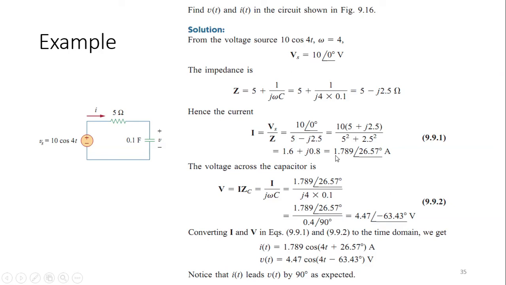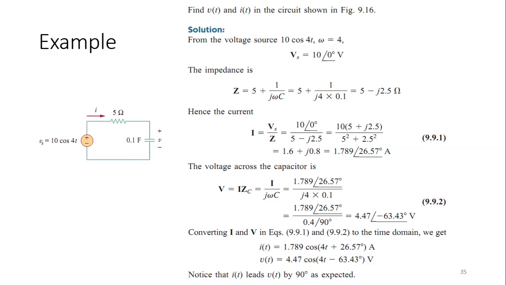So when we want to convert, because in the question we are asked to find v of t and i of t, these are not phasor quantities, these are time dependent quantities. So we must write our answer in time domain. So i of t would be 1.789 cosine of 4t, because we are given 4t here in place of omega t, 4t plus 26.57 as given here. Similarly, the voltage would be 4.47 cosine of 4t minus 63.43 degrees.